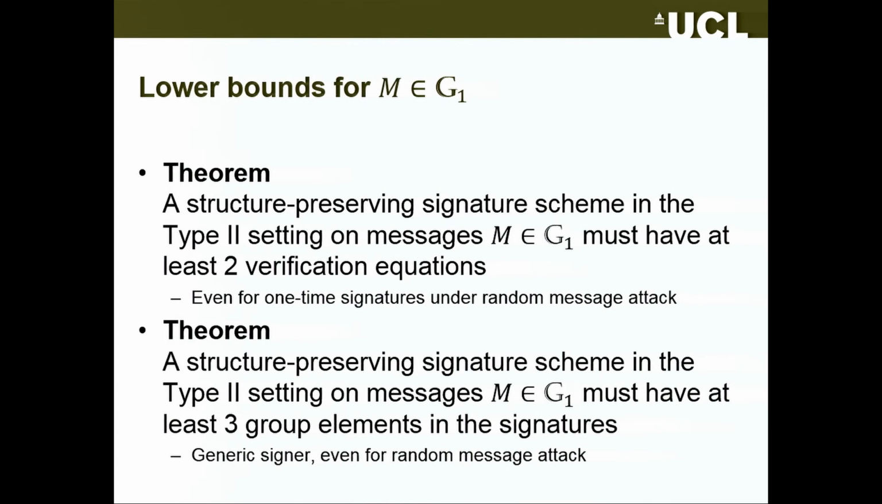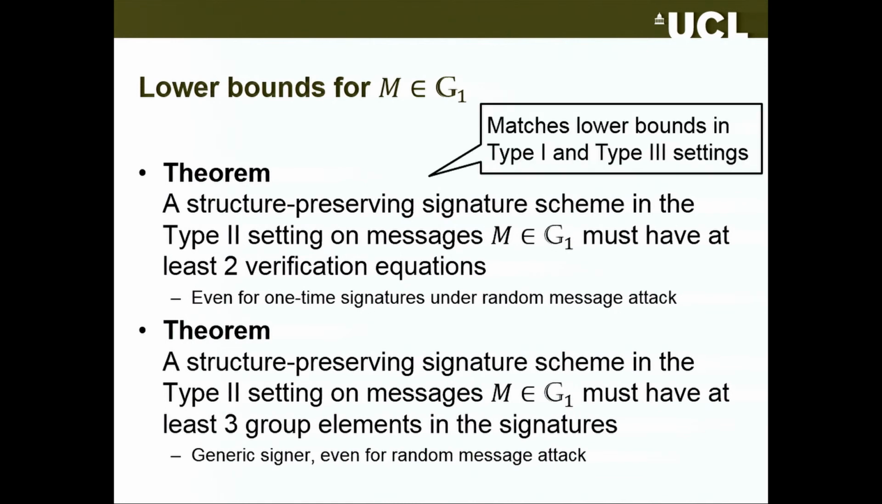The intuition why we need to have at least 3 is basically 2 verification equations plus 1, because we must have randomized structure-preserving signatures. You cannot have uniquely determined structure-preserving signatures. And if you have 2 verification equations, basically you need to have 3 variables to have some randomness to play with. So this matches the type 1 and the type 3 setting completely.